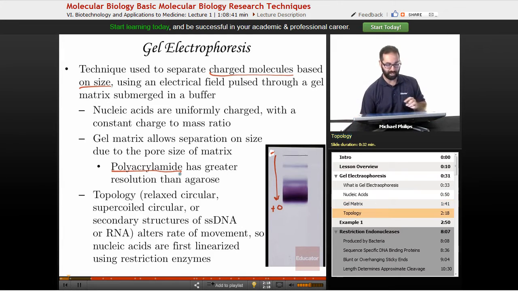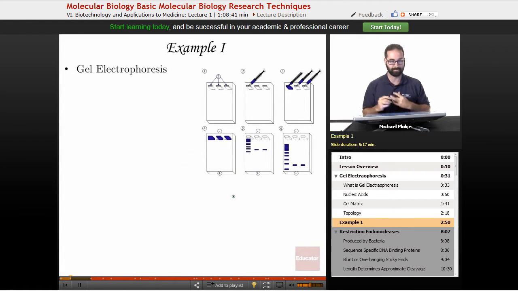Now, the topology will alter the rate of movement of a DNA molecule. Nucleic acids first get linearized by being cut with restriction enzymes. A relaxed circular piece of DNA will run slower than a linear piece of DNA, and a tightly wound supercoiled DNA will run even faster than a linear DNA. So to take all of that guessing game out of it, you cut them with restriction enzymes, or restriction endonucleases.